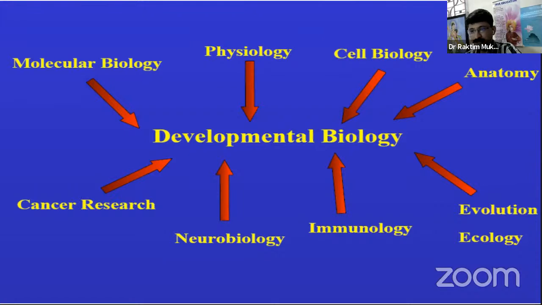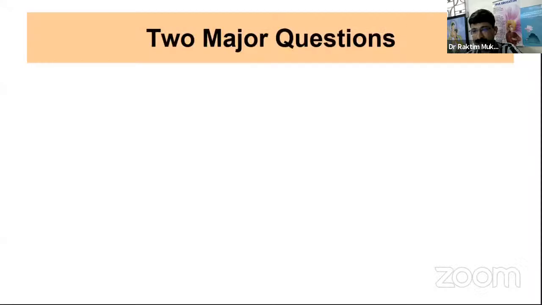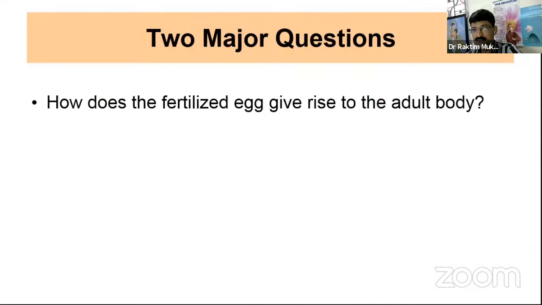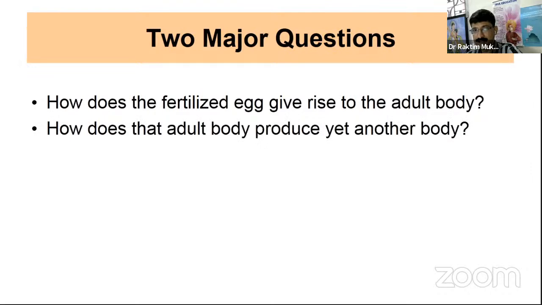When we talk about developmental biology, there are two major questions that we always ask ever since we understood life. The first: how does the fertilized egg give rise to the adult body? The second: how does that adult body produce yet another body? These are the two fundamental questions often asked as a part of developmental biology.